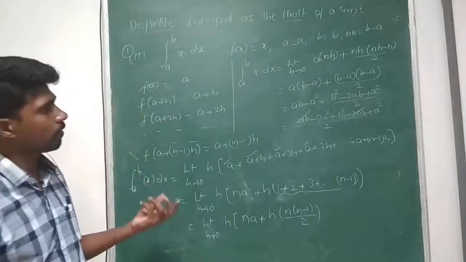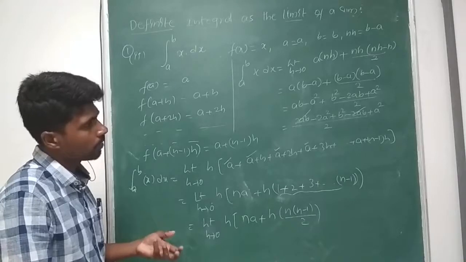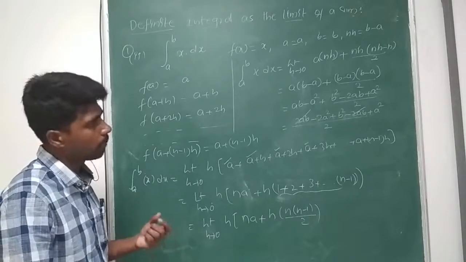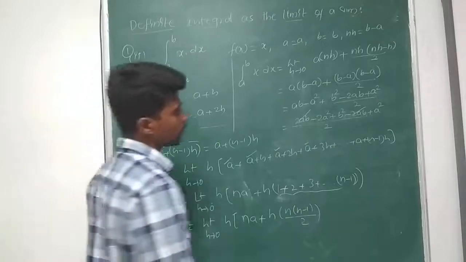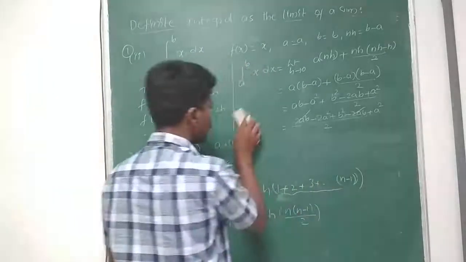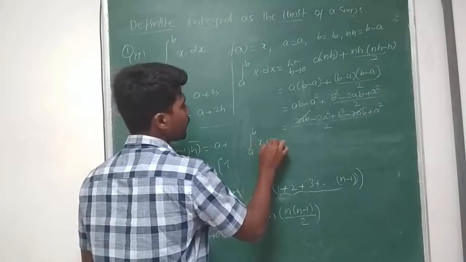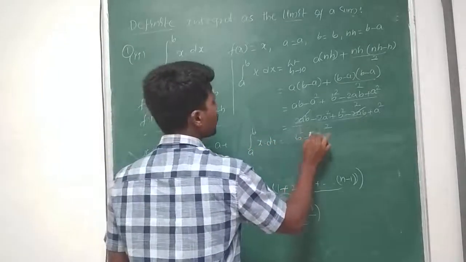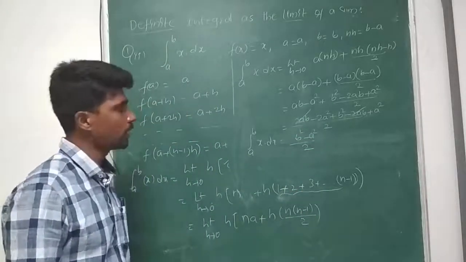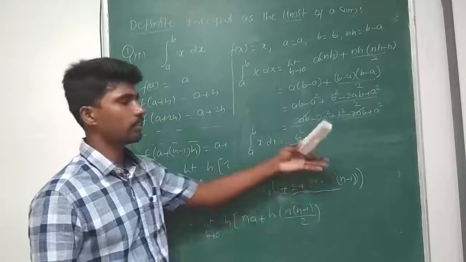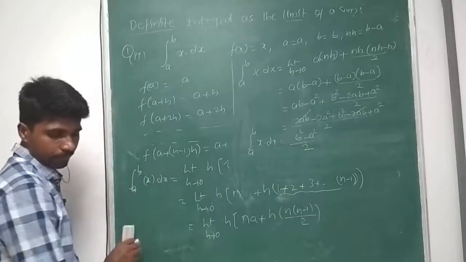So after getting the answer, what remains? b square plus a square minus 2a square, which is nothing but b square minus a square. So write it as b square minus a square, denominator 2. So I get the answer, integral a to b x dx, as b square minus a square by 2. So in this particular case, we won't get any c, any constant. Okay, next question.